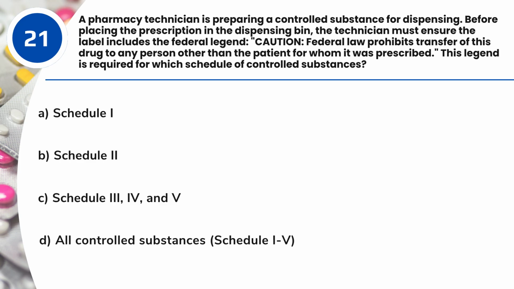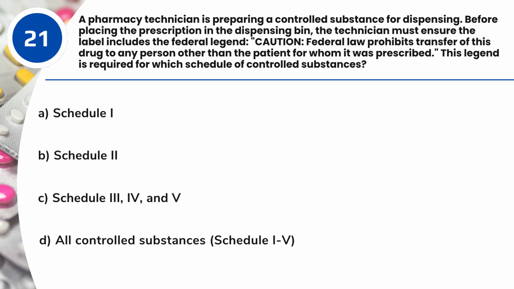Question 21. A pharmacy technician is preparing a controlled substance for dispensing. Before placing the prescription in the dispensing bin, the technician must ensure the label includes the federal legend, "Caution, federal law prohibits transfer of this drug to any person other than the patient for whom it was prescribed." This legend is required for which schedule of controlled substances? A. Schedule 1. B. Schedule 2. C. Schedule 3, 4, and V. D. All controlled substances, Schedule 1V.